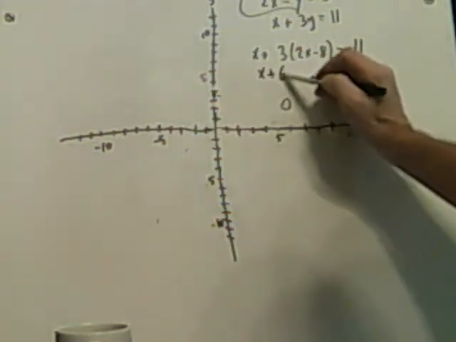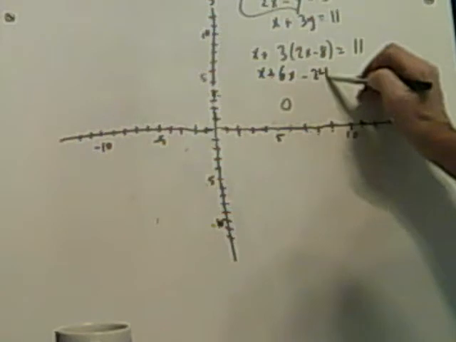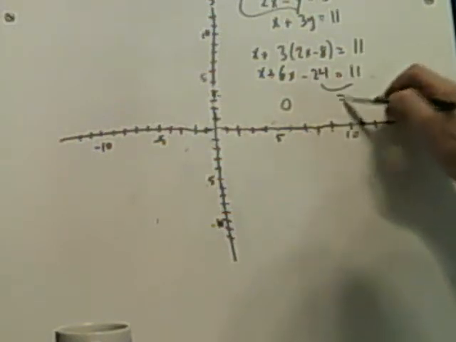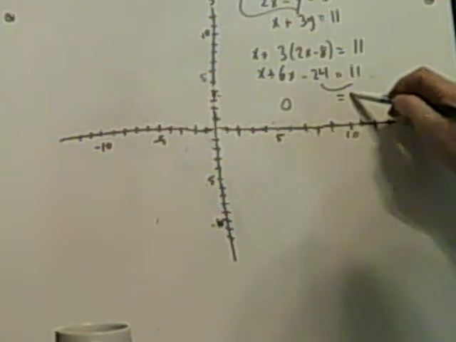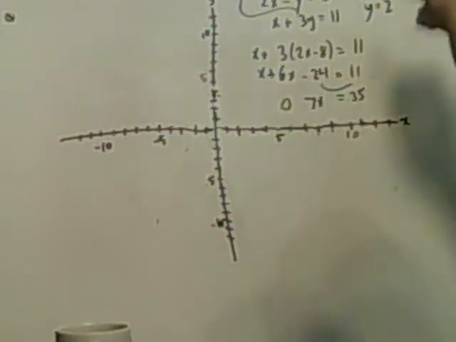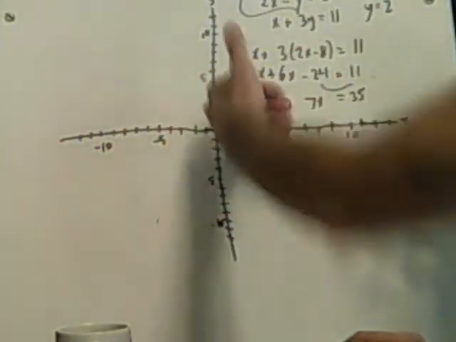This will solve for the value of x. This is x plus 6x minus 24 equals 11. Move that to the other side to get 35. 7x equal to 35, x equals 5. Okay, so that basically is going to do it. If x is equal to 5, then y has to equal, because 10 minus what? Y would equal 2. So instead of 6, 2, it was 5, 2.